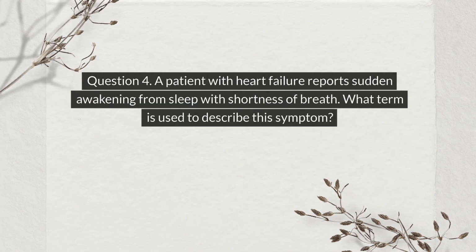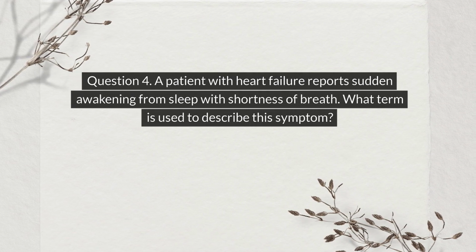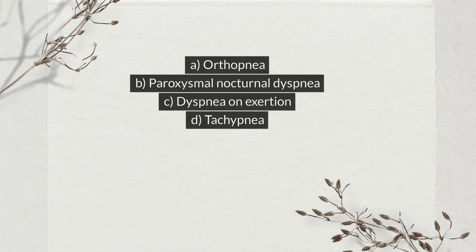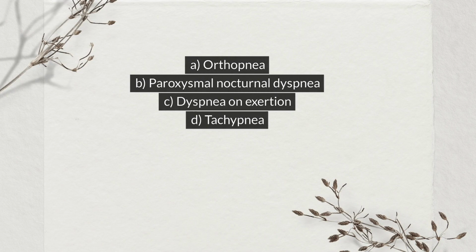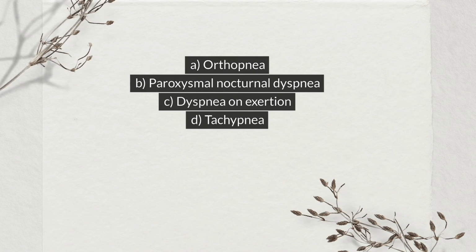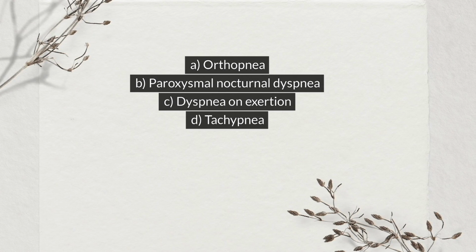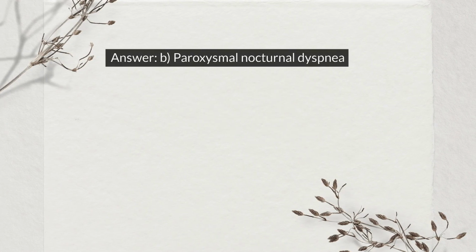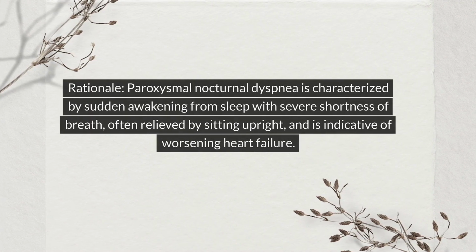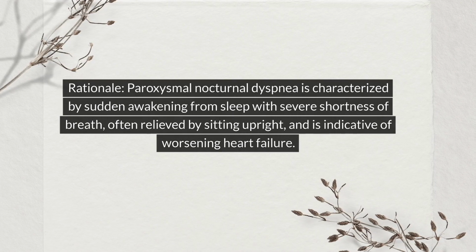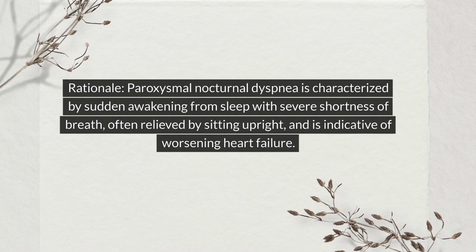Question 4. A patient with heart failure reports sudden awakening from sleep with shortness of breath. What term is used to describe this symptom? A. Orthopnea. B. Paroxysmal nocturnal dyspnea. C. Dyspnea on exertion. D. Tachypnea. Answer B. Paroxysmal nocturnal dyspnea. Rationale. Paroxysmal nocturnal dyspnea is characterized by sudden awakening from sleep with severe shortness of breath, often relieved by sitting upright, and is indicative of worsening heart failure.